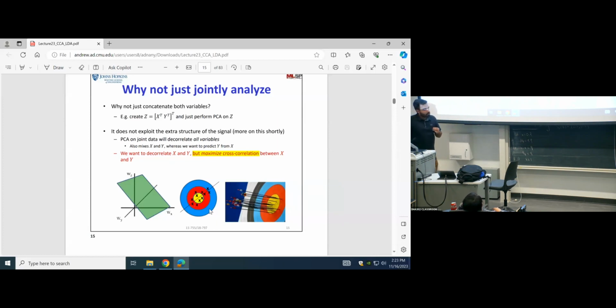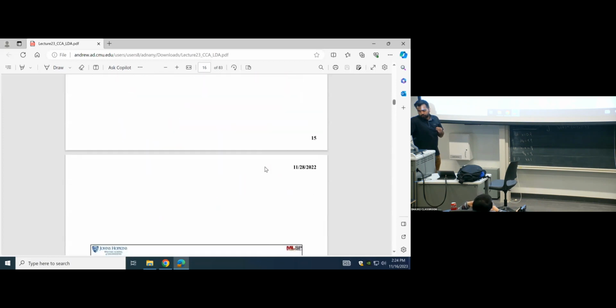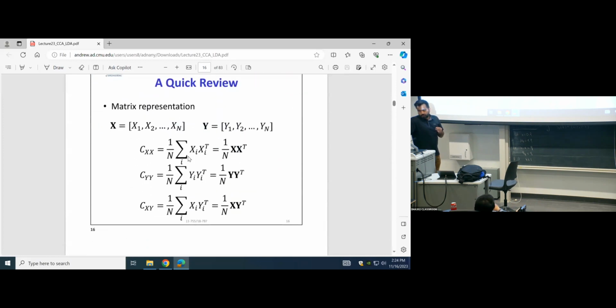We will assume that variables have some cross correlation. Cross correlation is just between X and Y. So yeah, just think of it like CXY, C underscore XY. That's cross correlation. So here are the terms. You already know this. CXX is 1 over N XXT. You did this in your homework.